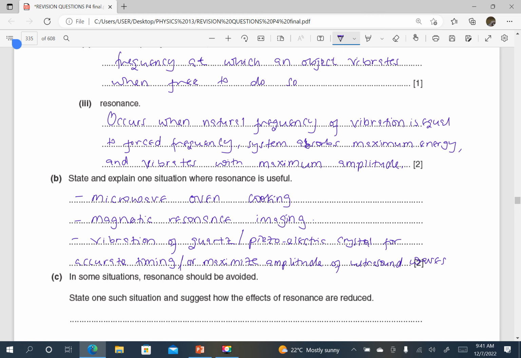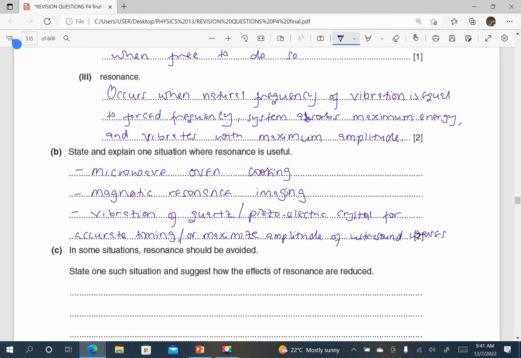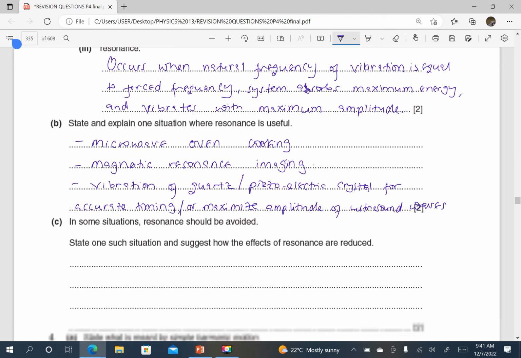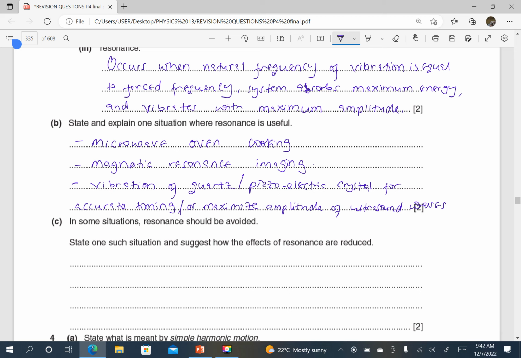Okay, in some situations, resonance should be avoided. State one such situation and suggest how the effects of resonance are reduced. By the way, in some situations, you have heard of the Tacoma Narrows Bridge, which collapsed. So that means the effect of resonance could be sometimes dangerous. Therefore, sometimes it needs to be avoided.